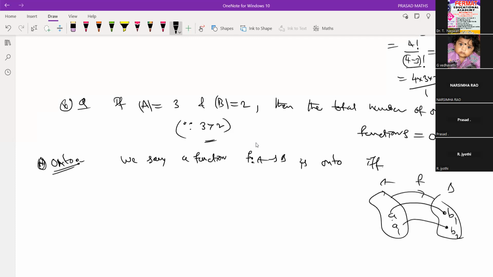That means for every element which is in B, we can find at least one preimage under the function F. Or equivalent to say that in this case, the range must be B. There is no free elements in B. Simply said, there is no free elements in B.